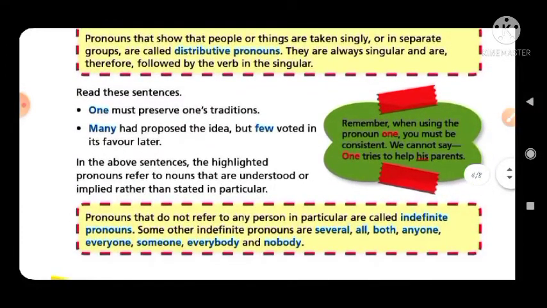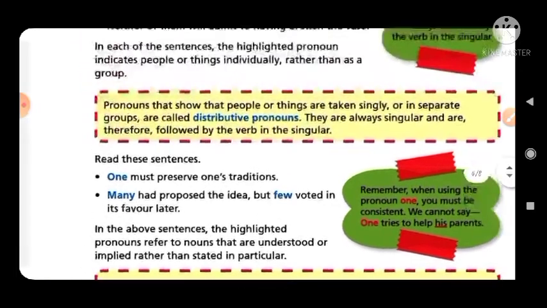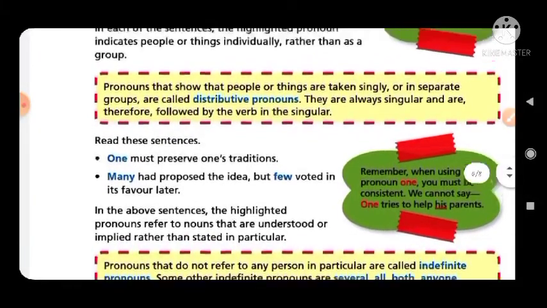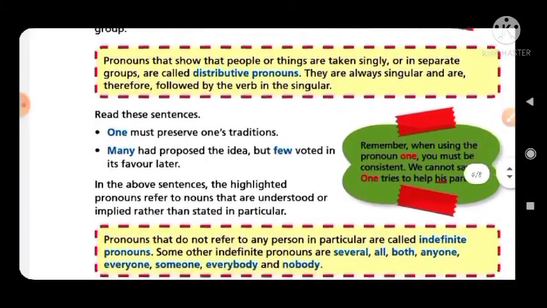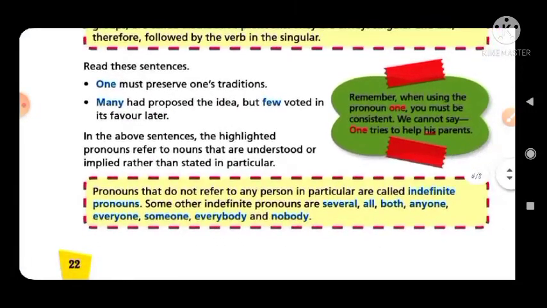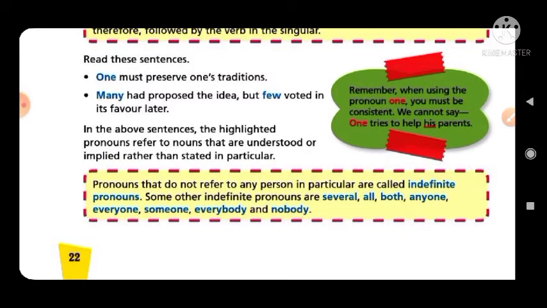Here are words like, one must preserve. Now I will tell you about the indefinite pronoun. The next part is the indefinite pronoun. So first, read the examples of the indefinite pronoun. First you should know that indefinite means something is not sure. For example, one must preserve one's traditions. Many had proposed the idea, but few voted in its favor later.